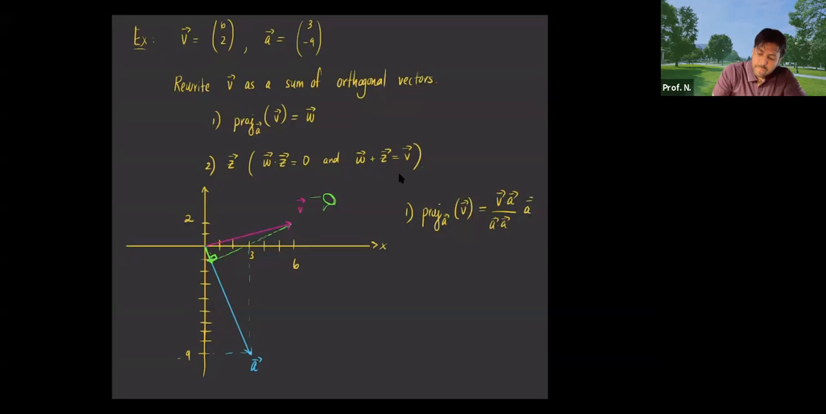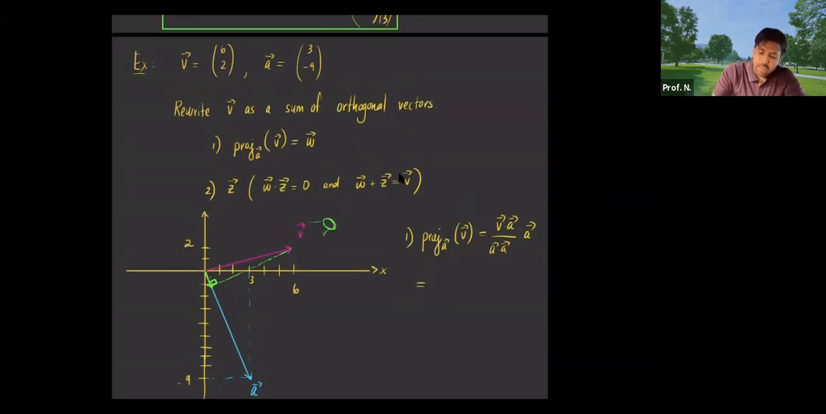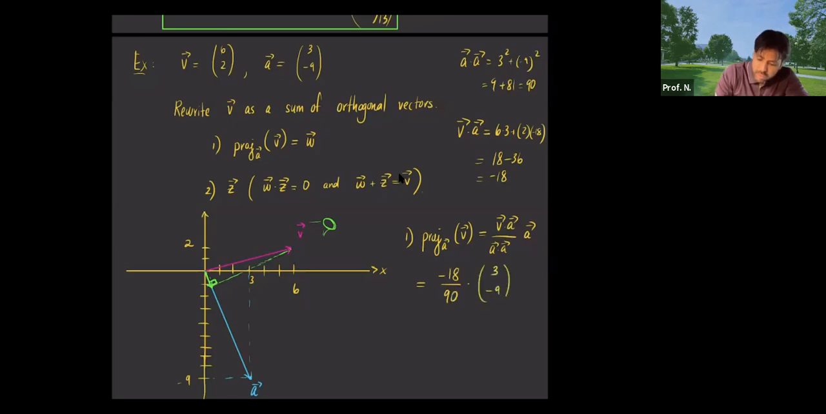So again, the formula eventually becomes second nature. When we do V dot A, what do we get? We get 6 times 3 plus 2 times negative 9, so 18 minus 18. Wait, 6 times 3 plus 2 times negative 18 is what I said, and what does that become? This is 18 minus 36, which equals negative 18. And then A dot A is 3 squared plus negative 9 squared, which is 9 plus 81, which is 90. So I get negative 18 over 90 multiplied by A, which is 3, negative 9.